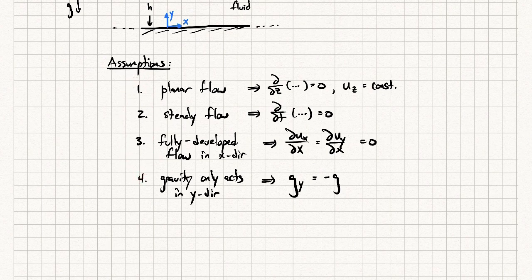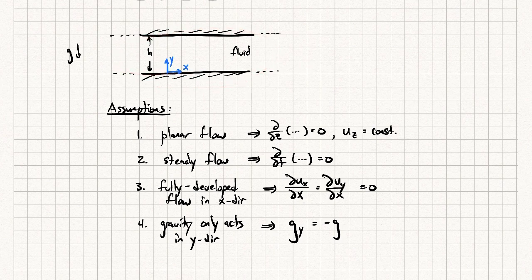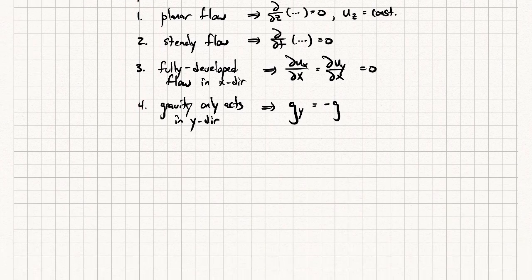And by the way, the approach I'm taking to solving this problem is one that I recommend. It's good to specify what your geometry is, and then what assumptions you're making. And then what we'll do is we'll simplify the continuity equation and the Navier-Stokes equations, and then we'll make use of these assumptions. So I'll refer back to them by their number. Let's first start with the continuity equation.